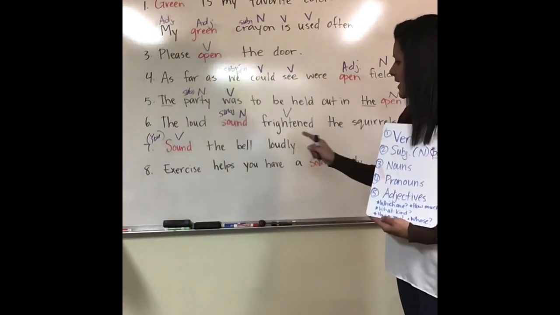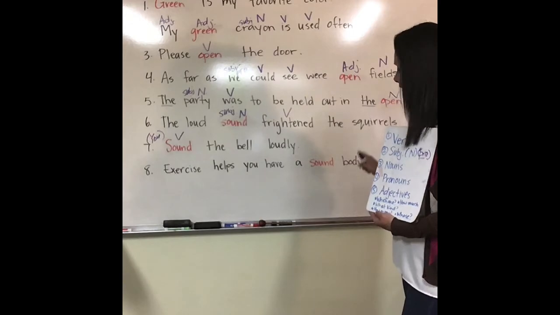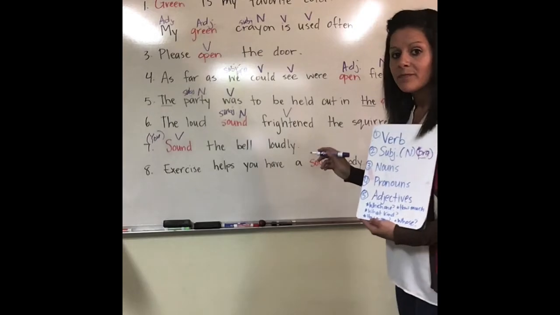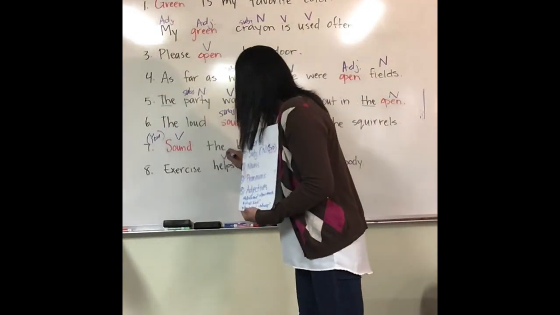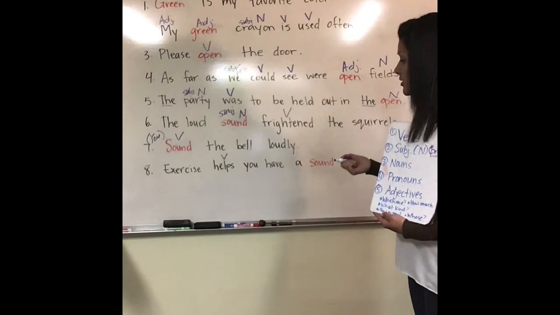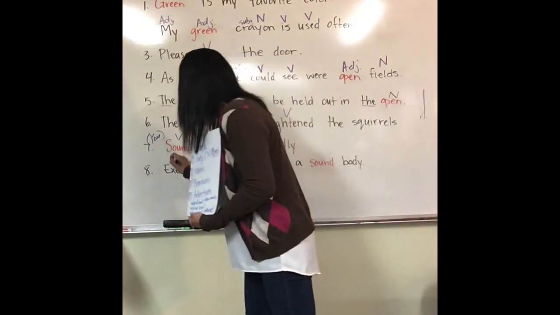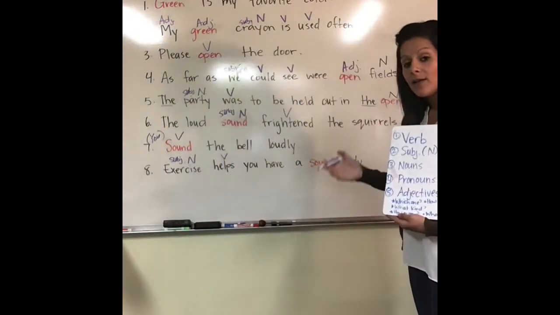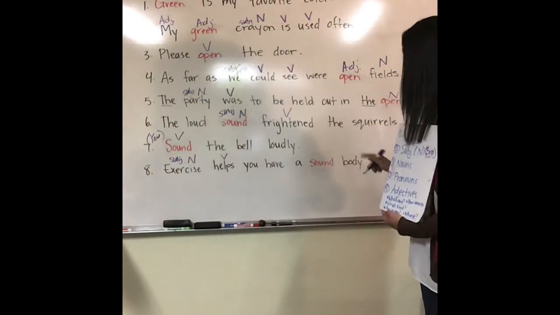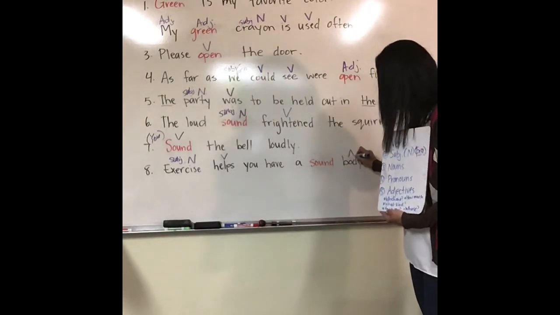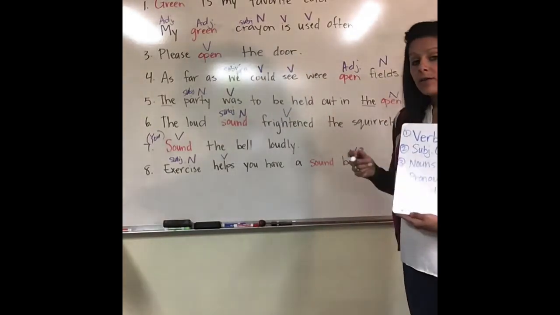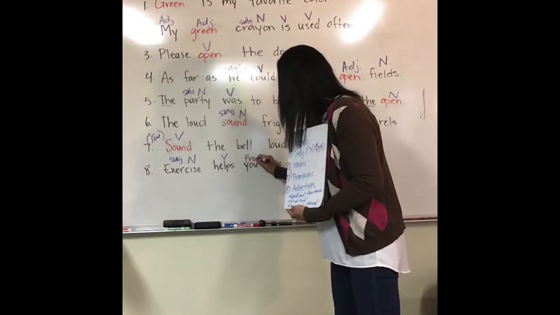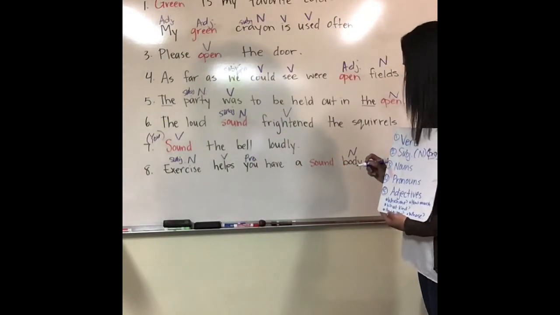Next one, it says exercise helps you have a sound body. Let's figure this out. What's our verb? You should say helps. What's our subject? Exercise. Again, that's now a noun. Are there any other nouns in the sentence? Body. Are there any pronouns in this sentence? You. Good. So far, so good.